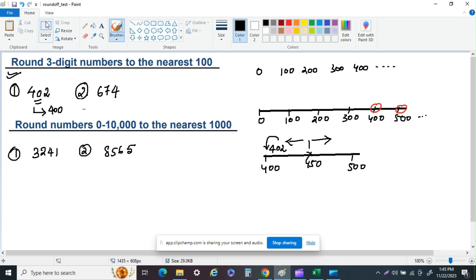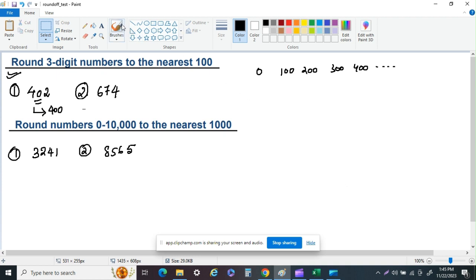Now, let us take the next example, which is 674. We will follow the same procedure once again. So 674 lies between which two numbers? Clearly, 674 lies between 600 and 700. I'm just going to draw a simple number line once again. Since 674 lies between 600 and 700, I'm going to put 600 and 700. These are like the two extremes, or the benchmarks.